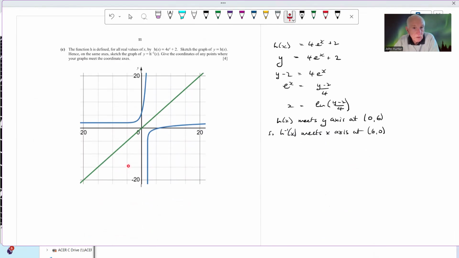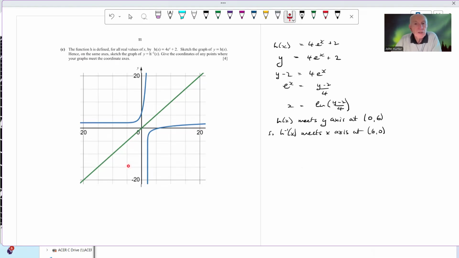So C, the function h is defined for all real values of x by h of x is equal to 4 e to the power of x plus 2. Sketch the graph. Right, okay. Well, when we sketch it, I've cheated here and done it on Desmos, but we're going to want to know some of the key features. We know what an exponential graph looks like, and basically it looks pretty well like this, doesn't it? That's what we've got there.